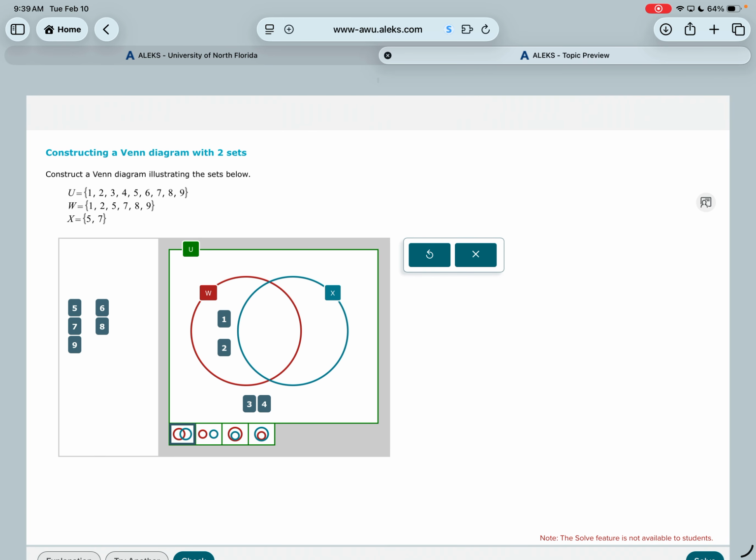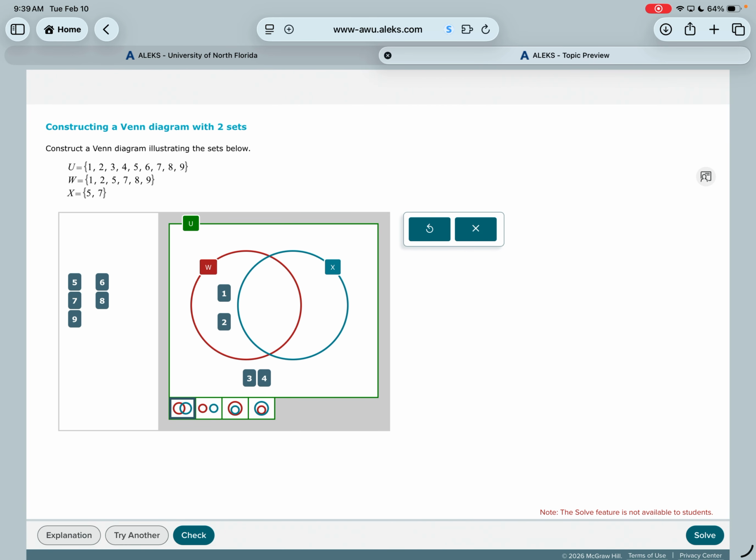5 is in X. Oh, wait, 5 is in X and W. 6 is not in any of them. 7 is in X and W. 8 is in W. 9 is in W. Okay, so on this one, there were none that were in only X. So you actually have to change the circles down here at the bottom because there is nothing here.